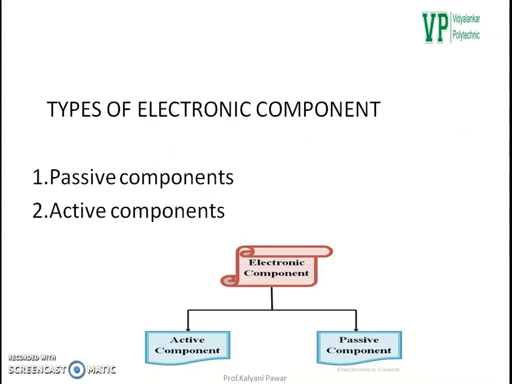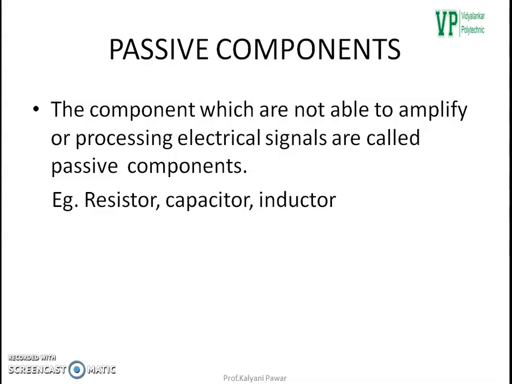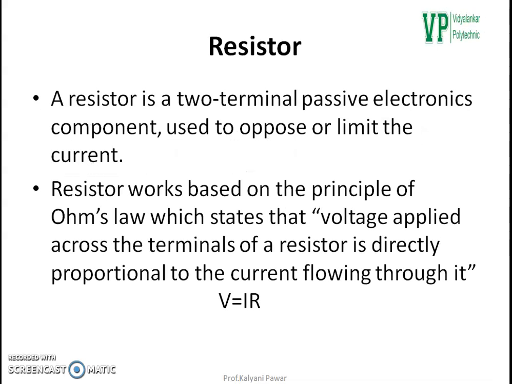There are two types of electronic components, namely passive components and active components. Let us first study passive components. The components which are not able to amplify or process electrical signals are called as passive components. Examples are resistor, capacitor, and inductor.